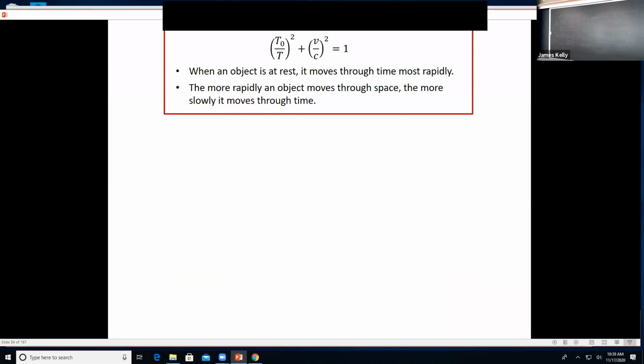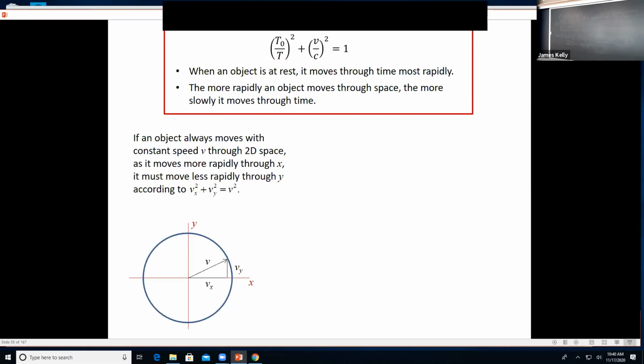Now, there's a way to make this more precise. First of all, we could say when an object is at rest with respect to somebody, we're giving the point of view of that person. When an object is at rest, it moves through time most rapidly as seen by the person who's observing it, right? Because v is 0. That means the rate at which it moves through time is going to be largest. So when it's at rest, it's moving through time rapidly. The more rapidly an object moves through space, as seen by me, the less rapidly it moves through time. And that sounds kind of interesting, right? There's a trade-off between the two. Here's a way to make that trade-off a little bit more definite.